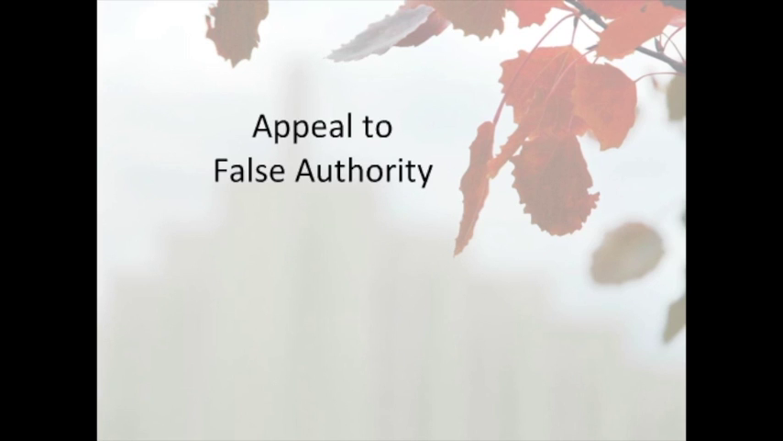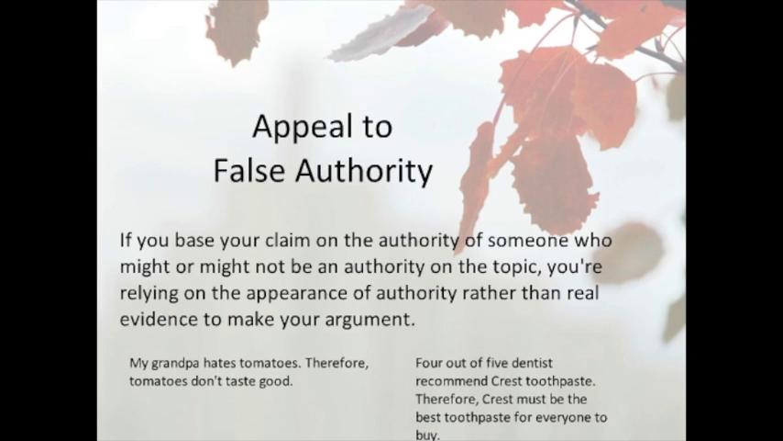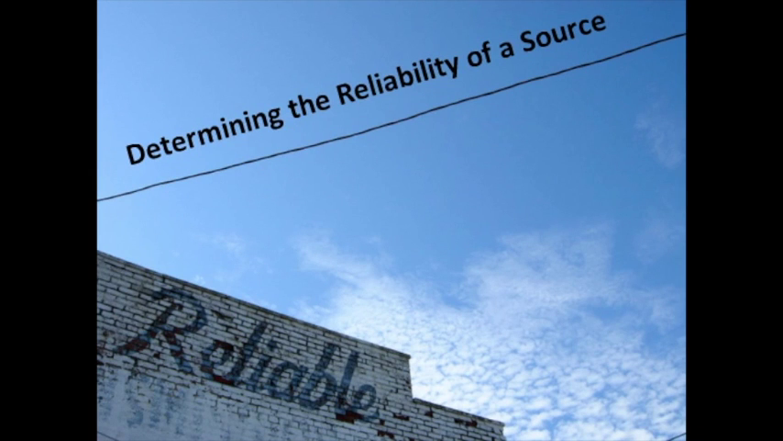Appealing to false authority is a fallacy that is often used. This is when you base your claim on the authority of someone who might or might not be an authority on the topic. You are relying on the appearance of authority rather than the real evidence to make your argument. A few examples of these are, "My grandpa hates tomatoes, therefore tomatoes don't taste good." Or, "4 out of 5 dentists recommend Crest, therefore Crest must be the best toothpaste for everyone to buy." Besides becoming aware of our fallacies in our thinking, it is also important to determine whether the source is reliable before you trust it.